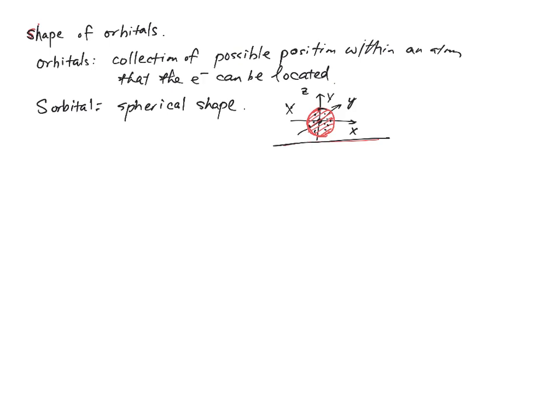All right, if you can understand that, then you shouldn't have too much problem understanding when we're talking about p orbitals. We say p orbitals have a dumbbell shape. What's a dumbbell shape? So let's do our three-dimensional x, y, and z axes.